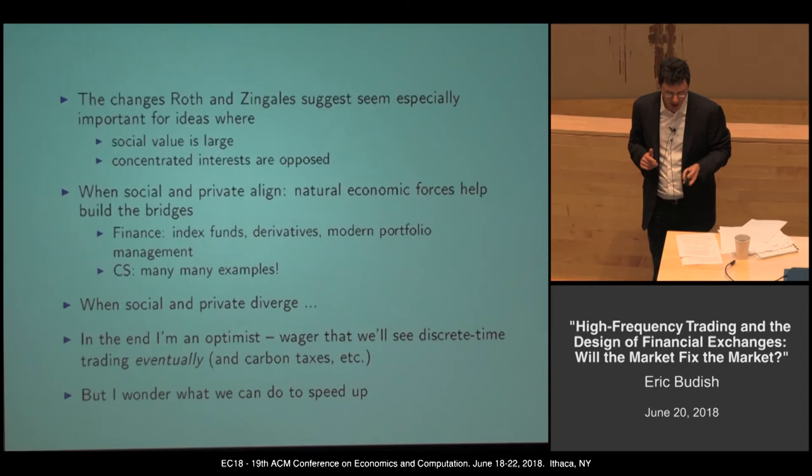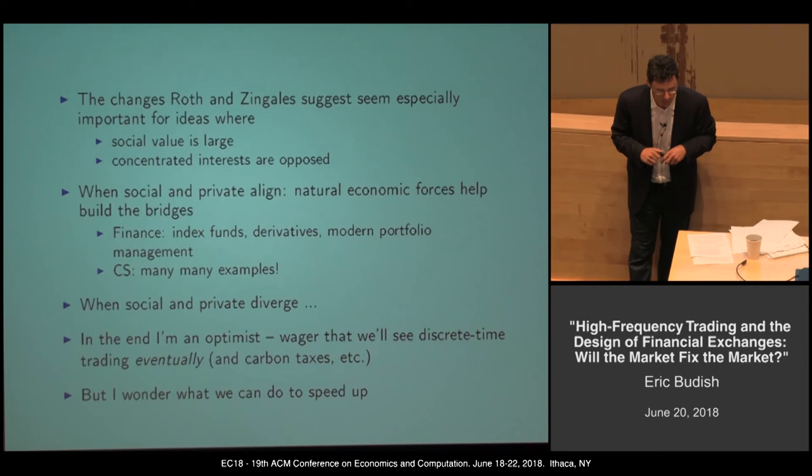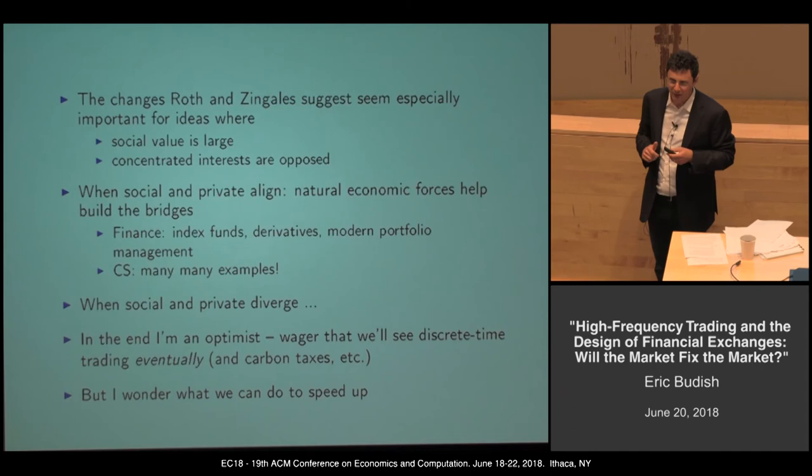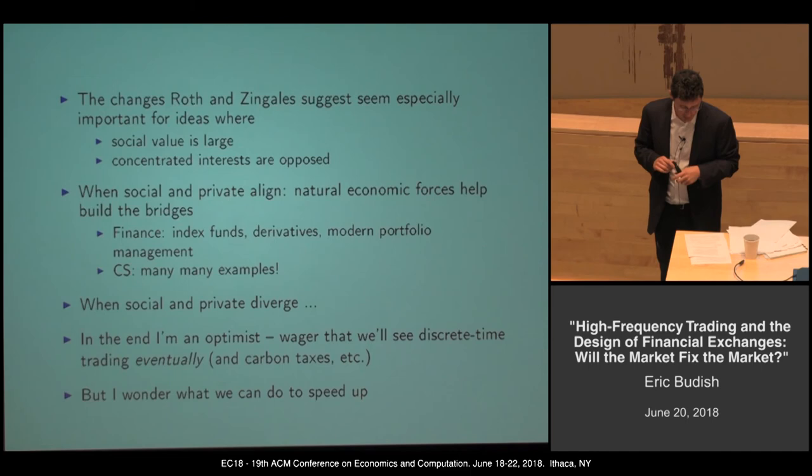And I think what Roth and Zingales are talking about seems especially... I think of them as talking about the gap between theory and practice, the gap between what we naturally do in our academic work and the kind of work we have to do to get good ideas implemented in the world. And I think these gaps are especially salient for research ideas where there's tension between social interests and private interests, and when there's tension between concentrated interests and dispersed interests.